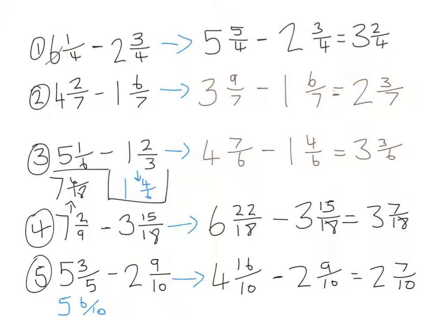And then 5 3/5, straight conversion to 5 6/10, but then we need to turn the 5 6/10 into 4 16/10, from which we can take 9/10 away. That will leave us with 7/10 and 2 wholes.